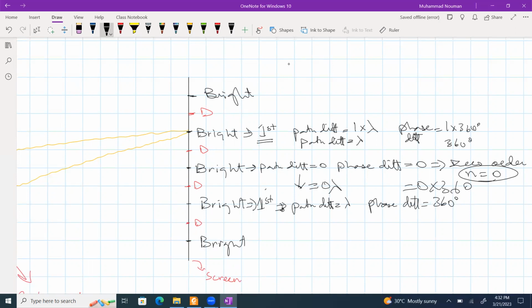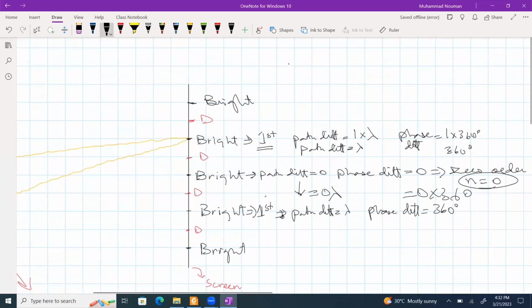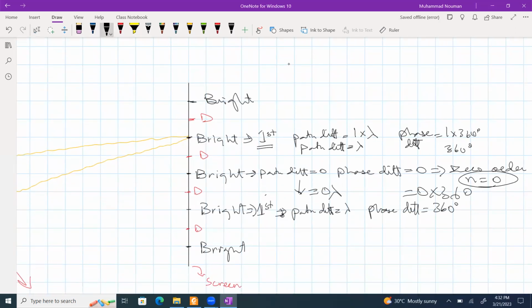Okay, good, fine. Let's do the next one. Now you will tell me for this one, what is the order of this bright fringe? Tell me first the order of this bright fringe. See, this is maximum. Listen. This is zero order. This is first order. So this is second order. Second order bright fringe.